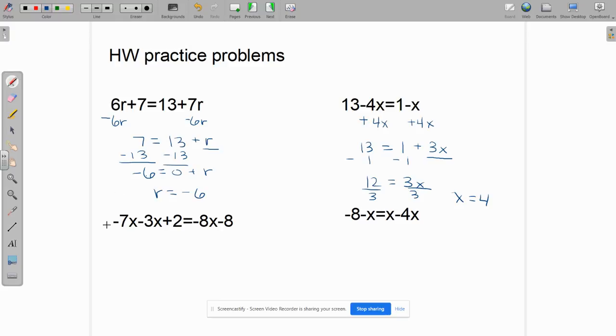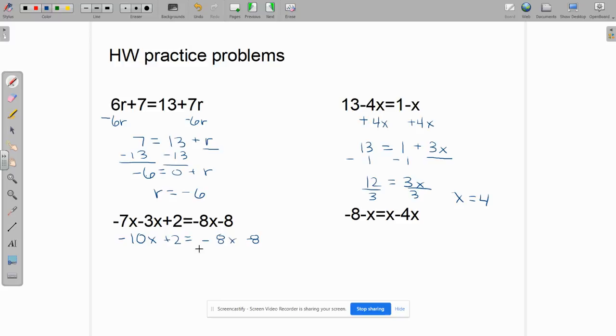Okay, now for your third problem, same thing, but it looks a little different here because you see that there's multiple variables on this side. The important thing to note here is that before you go on or do anything, I think it's helpful to combine your like terms. So if I have negative 7x minus 3x, you're looking at these coefficients. You have negative 7 and you have negative 3. If you add those together, you're going to get a total of negative 10x, and then this 2 just tags along.